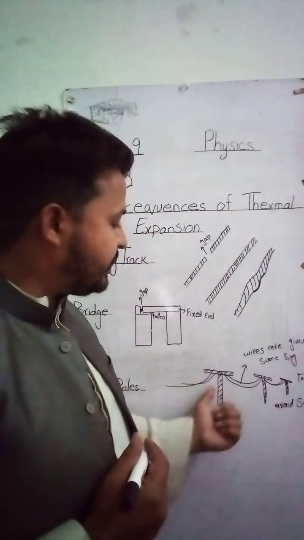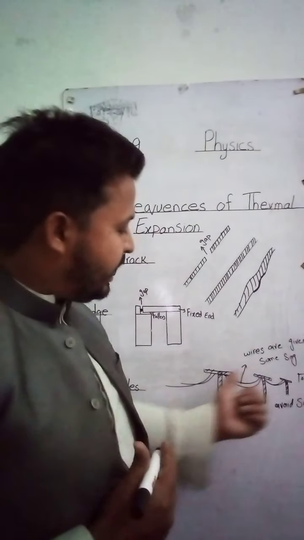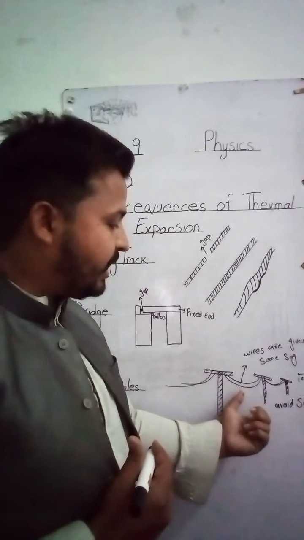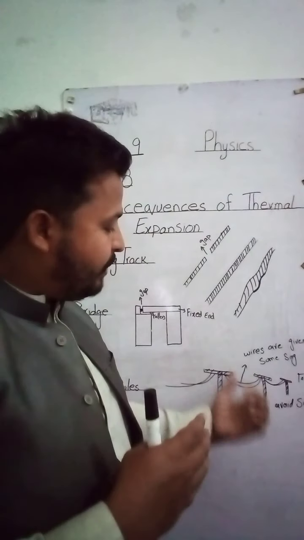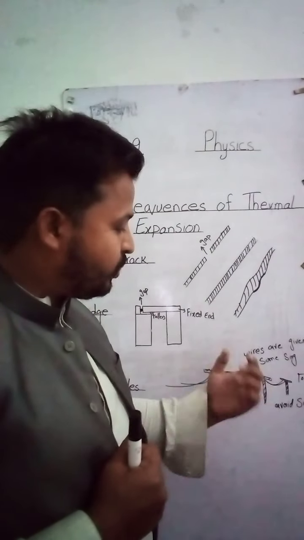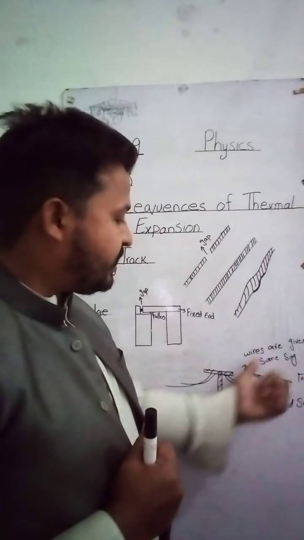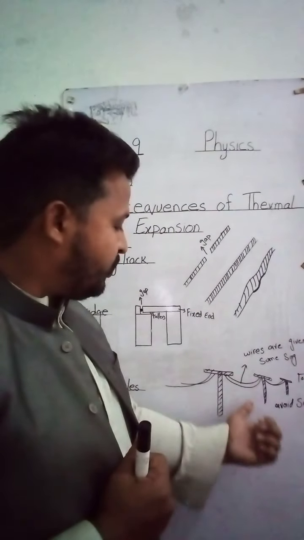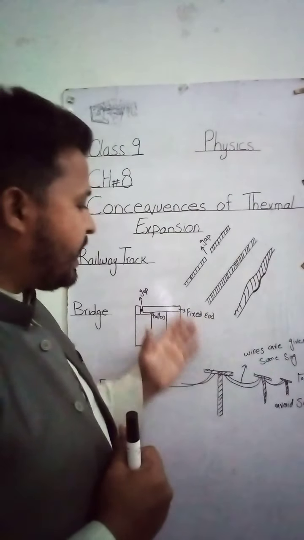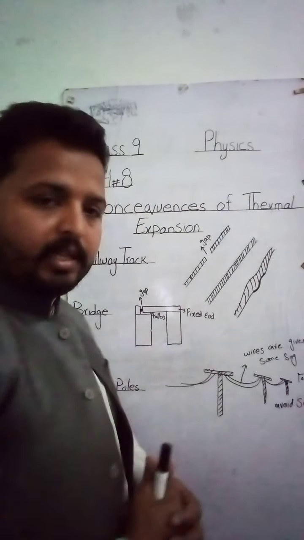For example, if the wires between electric poles are without sag, meaning they are pulled tight and we don't have extra wire in the form of sag, then in winter when the wire contracts, it will break. So to avoid this snapping or breakdown, we give some sag to the wires between electric poles. So these are the consequences and the reasons behind the gaps and sag we give in railway tracks, bridges, and electric poles.